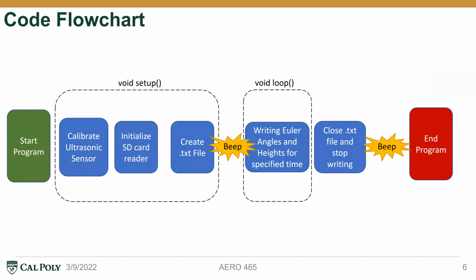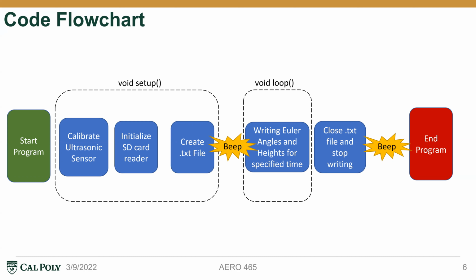So going to our overall flowchart for our code, when we start the program, the Arduino will be calibrating the ultrasonic sensor based on the temperature read from the gyro sensor. It has a built-in temperature sensor. And then we'll initialize our SD card reader, and then we'll create a blank text file for the Arduino to write data into. And then our buzzer will beep once to tell the user that we're starting to record all the data.